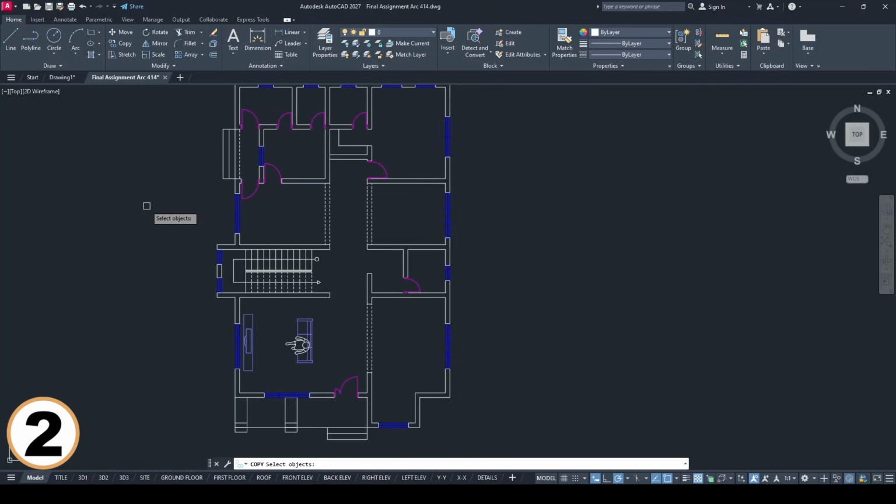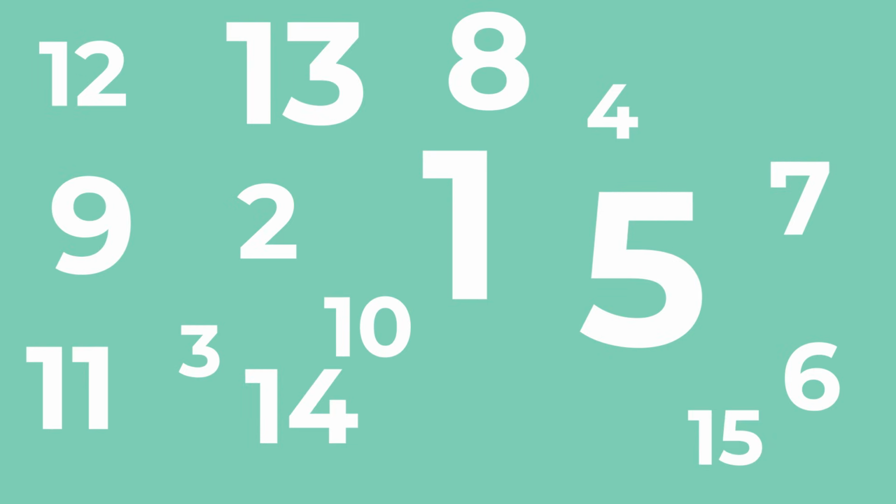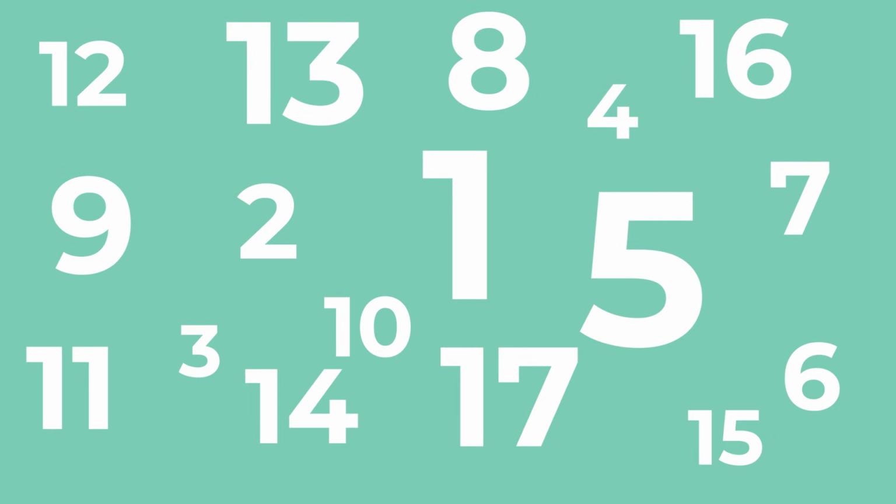Simply start the copy command again and just type P for previous and press enter, and you are good to go. These are the 17 tricks I discovered through practice and textbooks over the years using AutoCAD.